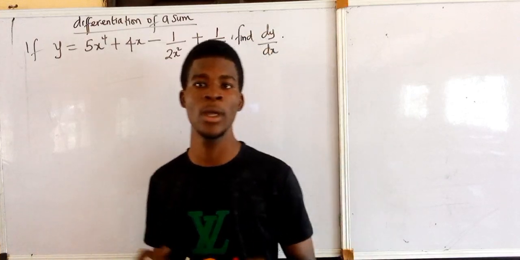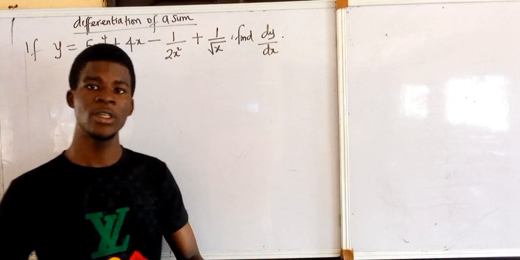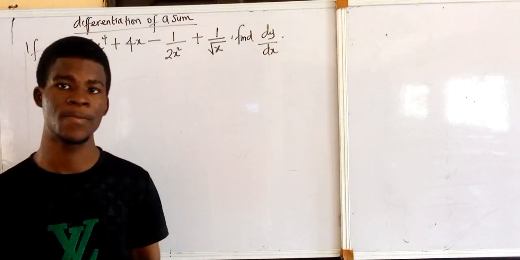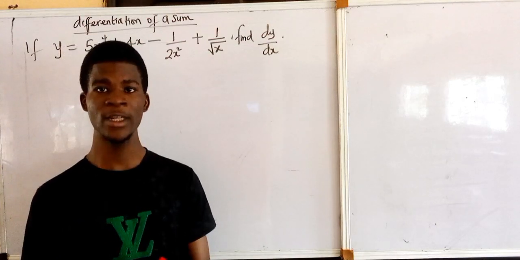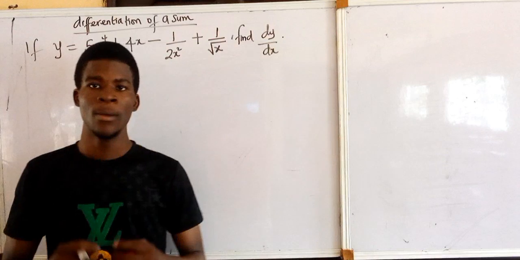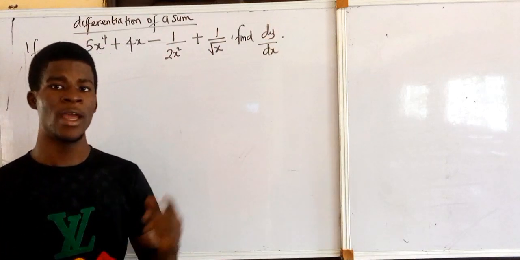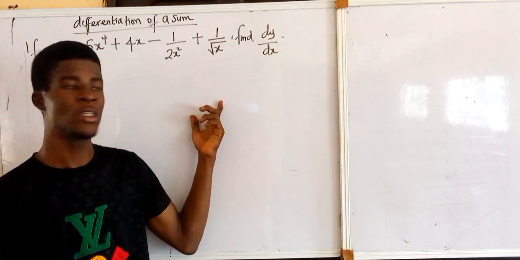To solve this question is under differentiation of sum. How do we differentiate sum? Polynomials. When you are differentiating a sum or a polynomial, differentiate term by term. Differentiate each term.